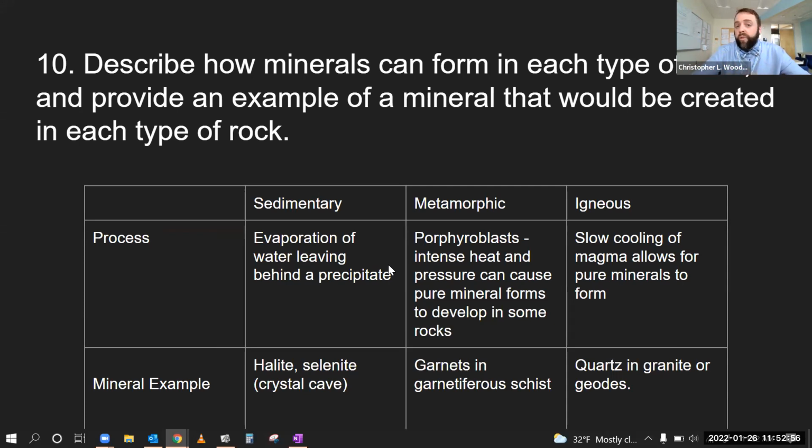And then the last one, igneous, it's actually just slow cooling of magma. When magma cools very slowly, it allows the minerals to align themselves into nice pretty crystals, like in granite. When you turn it, it's nice and sparkly. Each one of those colors represents one mineral. So that's a pure mineral form. Also, geodes. Geodes are basically lava that's cooled very, very slowly, and so the silica that's in there aligns itself into quartz crystals.